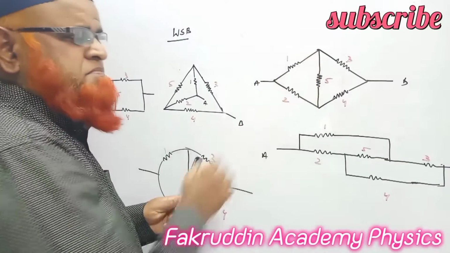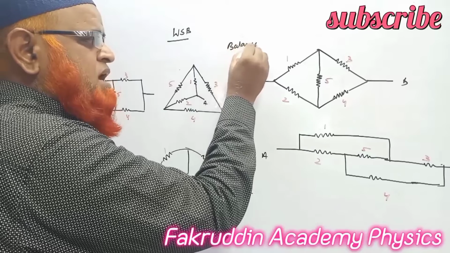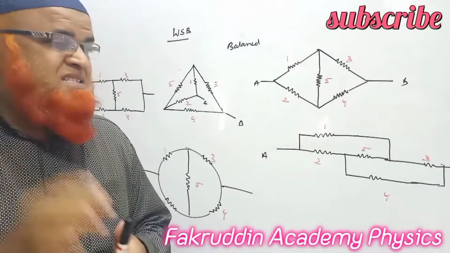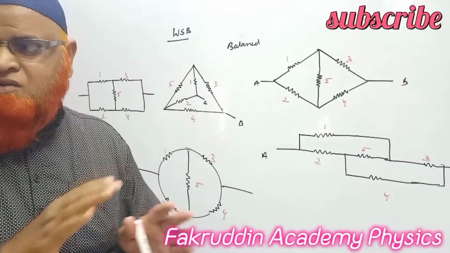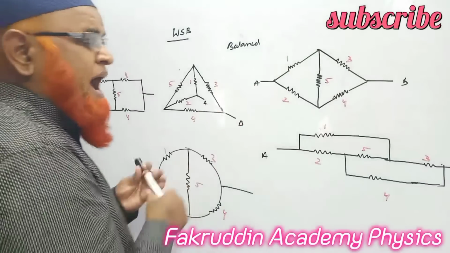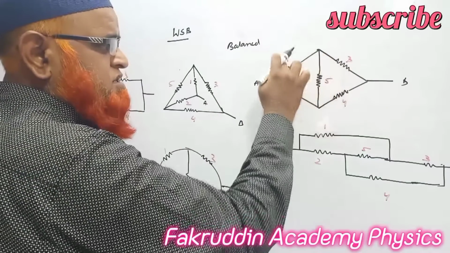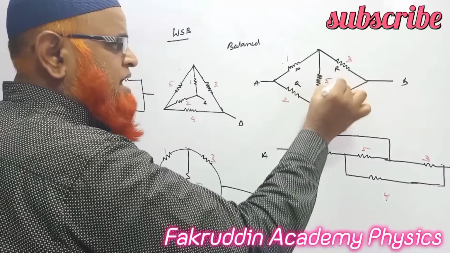In the middle, if it is a balanced Wheatstone bridge, there is no current passing. So as it is balanced, what is the meaning of balancing? This is P, Q, R and S.